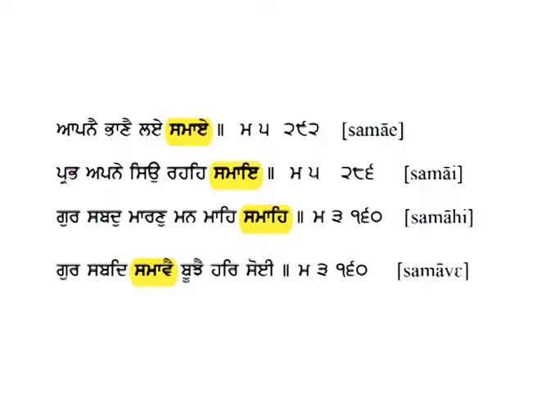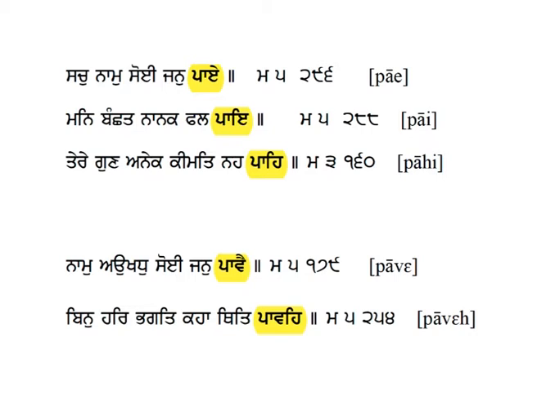So, for example, you have smaye, swaye, smahe, smave, the same kind of thing. You see, there is a pattern also. This is not just once in a while, so you cannot ignore them, because this is very frequent, and this frequency is not for nothing. See, sach naam soi jan paaye, then man banshat nanak phal paaye, and then tere gun ane keemat na pahe. You have smahe, pahe, hohe, and then this is also a very serious problem, a and a. You have naam okhud soi jan pawe, then bin har pagat kaha thit pawe. One is pava, one is pave, and it is a question of emphasis, a question of stress. It reinforces the significance of the earlier.